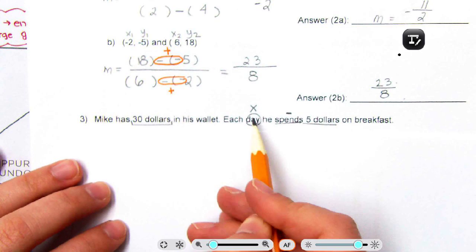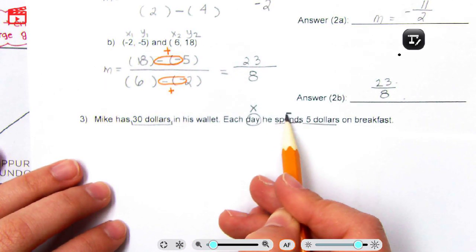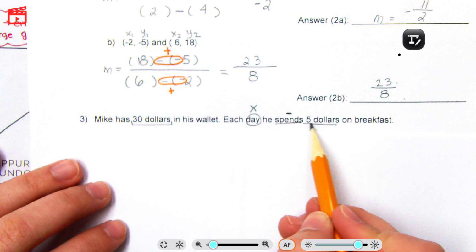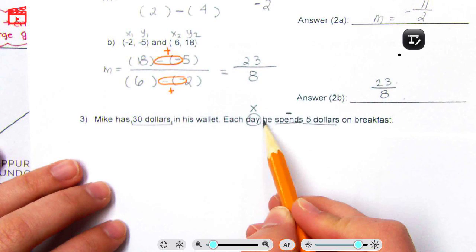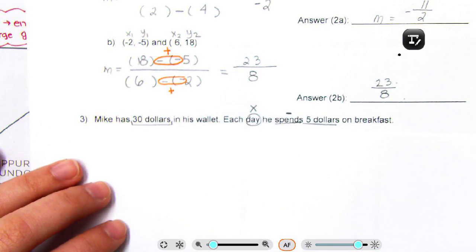Each day he spends $5 on breakfast. So for "spends," I put a minus up here because when we spend money, the amount of money we have decreases. And in this case, Mike decreases each day by $5. Now, each day, we don't know how many days he's getting breakfast for, so we would write an x there.